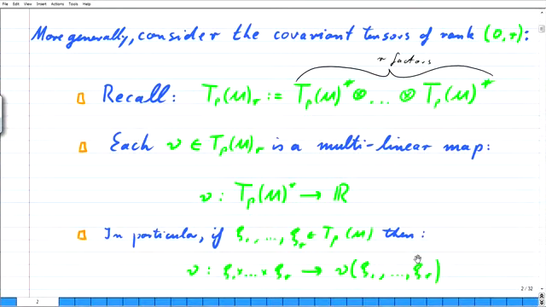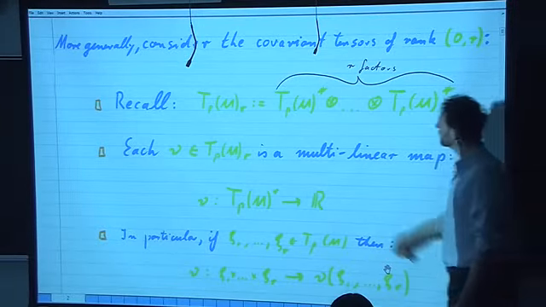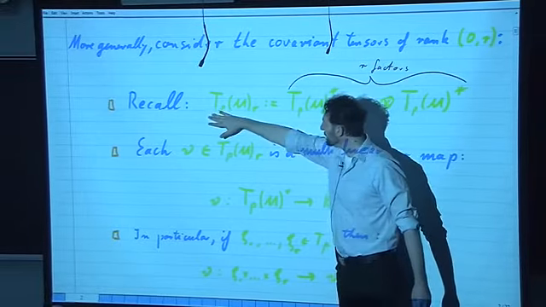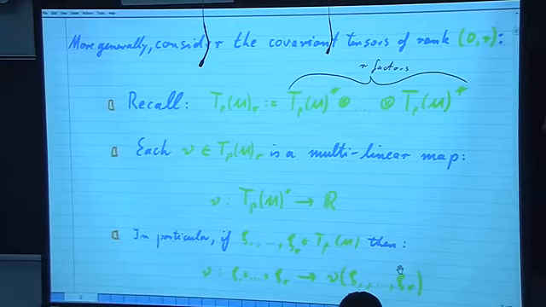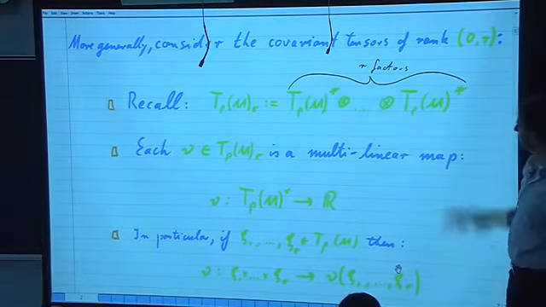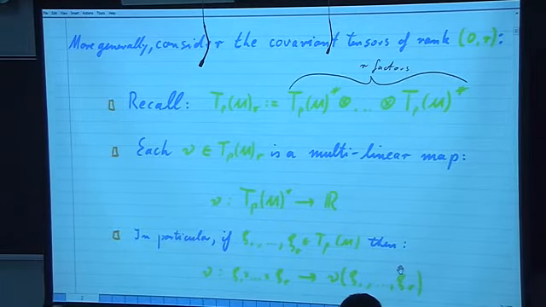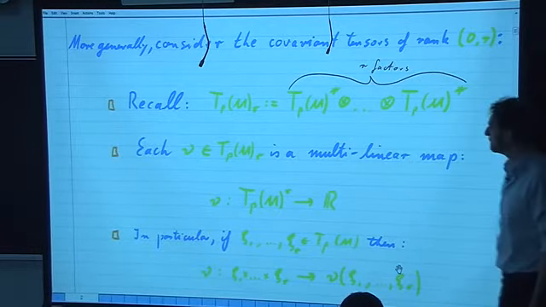Now let's consider more general covariant tensors. Let's consider tensors of rank 0, r. Now these things are hungry for r tangent vectors. So Tp M of r, the space of tensors of rank 0, r, is the tensor product of r copies of the tangent space at the point P. It's a much higher dimensional space because the dimensions multiply, of course.